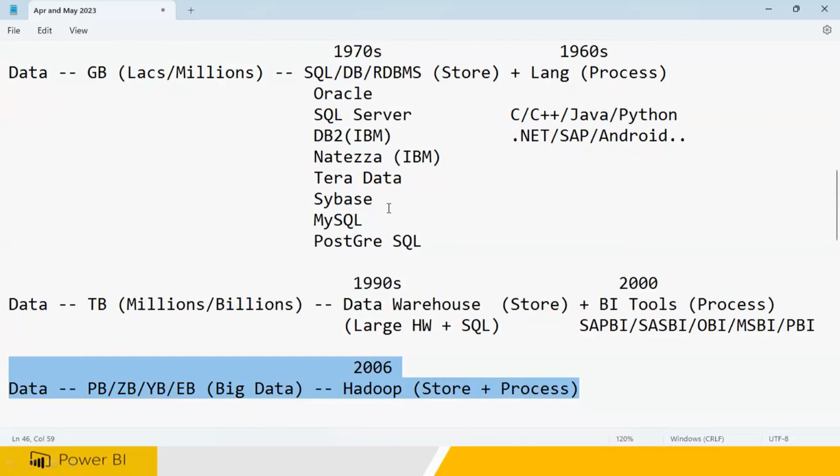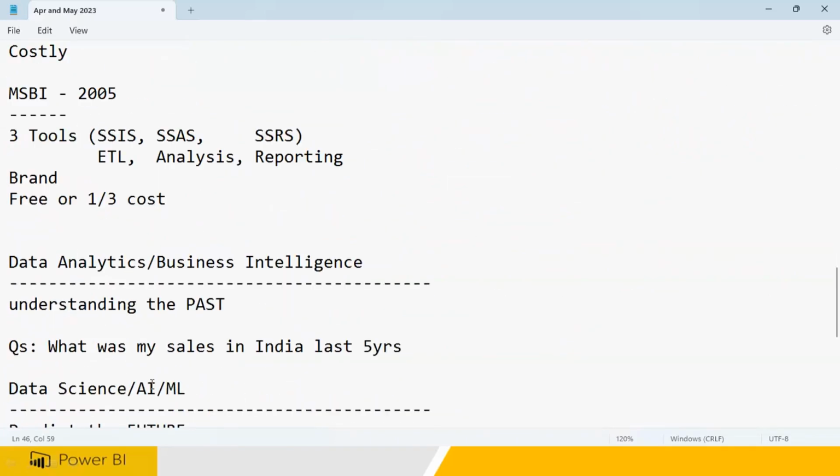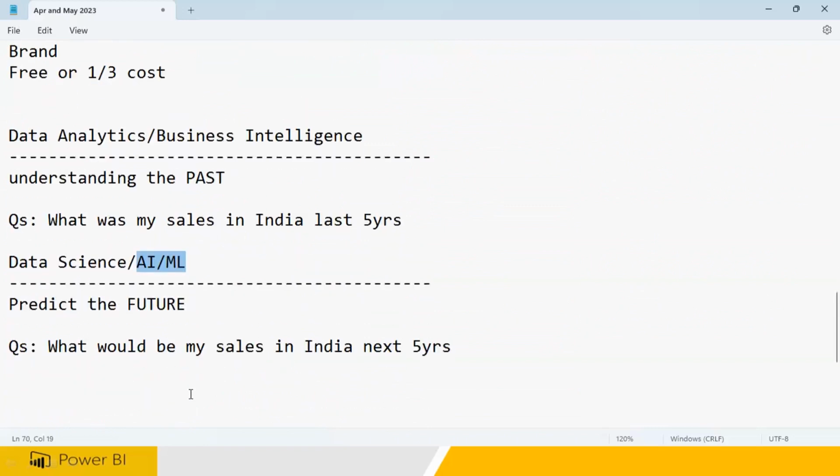Give the last 10 years or 20 years of data to artificial intelligence or machine learning, and it can predict that there is a 98% chance your ticket will get confirmed, or a 96% chance you will win the next month's elections. All these are predictions, right?